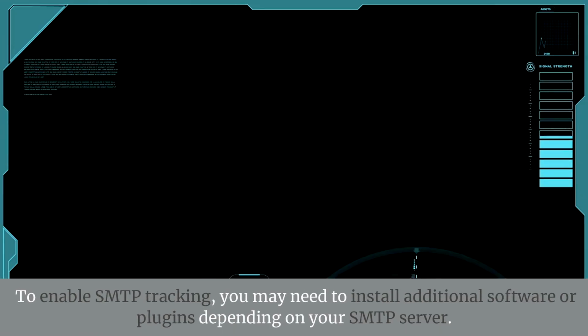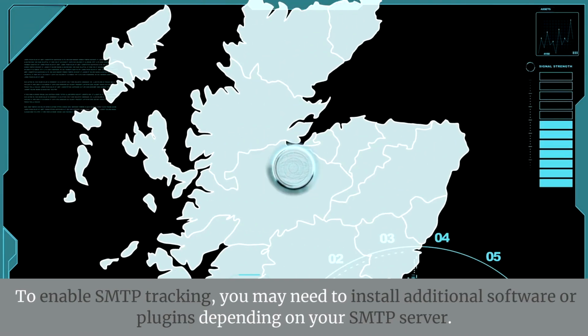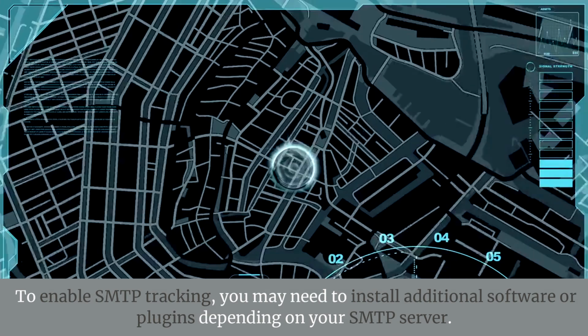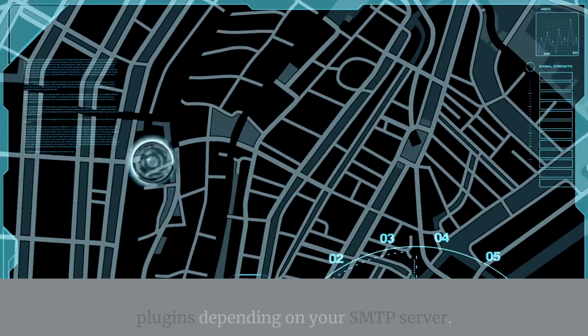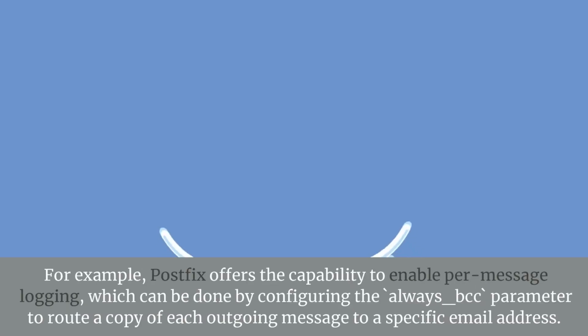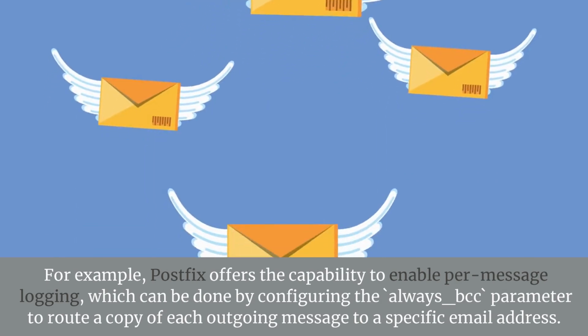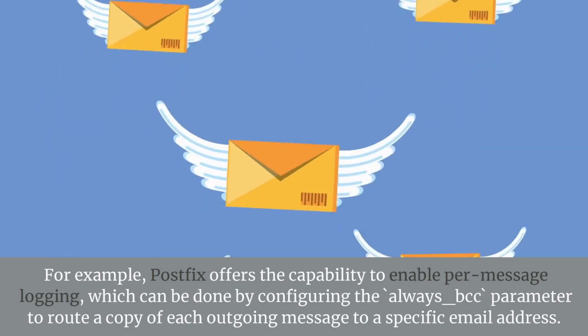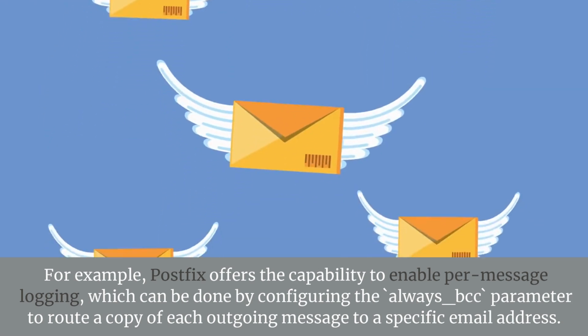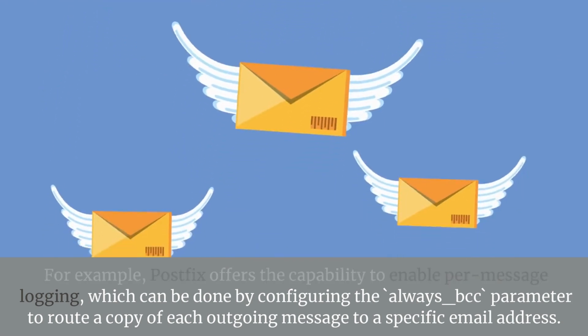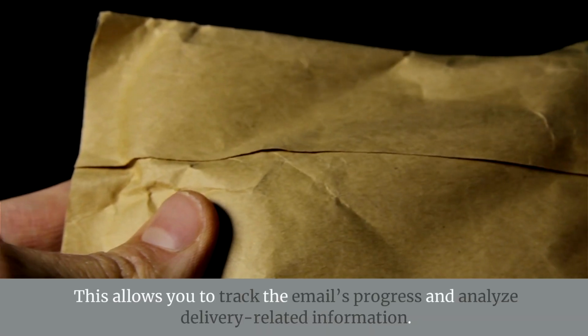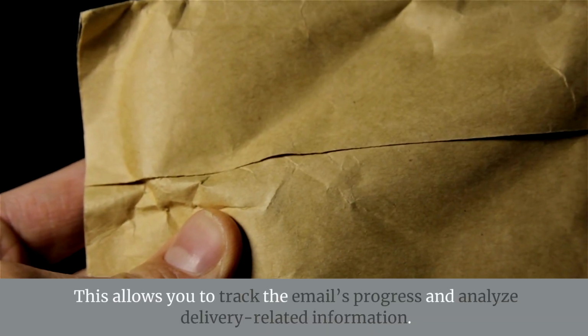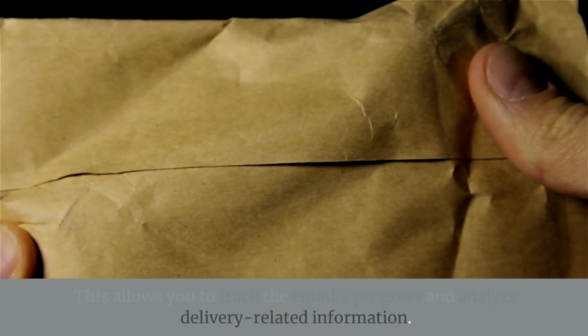To enable SMTP tracking, you may need to install additional software or plugins depending on your SMTP server. For example, Postfix offers the capability to enable per-message logging, which can be done by configuring the "always_bcc" parameter to route a copy of each outgoing message to a specific email address. This allows you to track the email's progress and analyze delivery-related information.